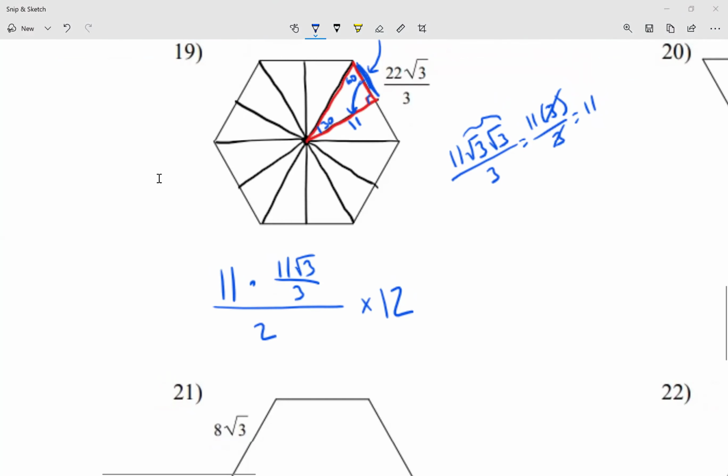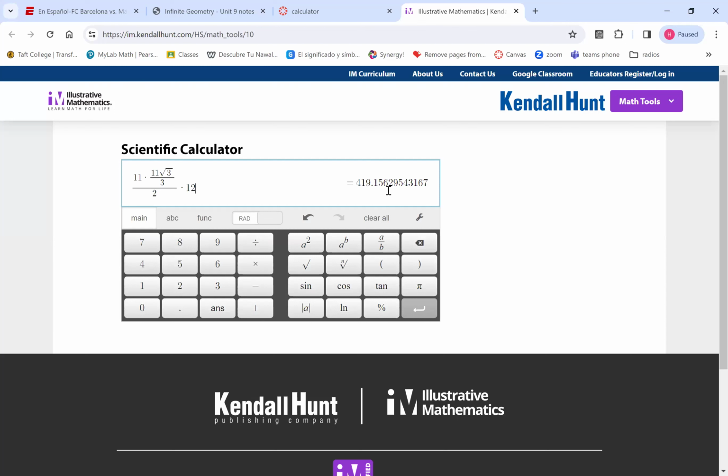You guys see that? Okay. Now I have to round it to one decimal place, right? So 419.2. The 5 is big enough. So 419.2.